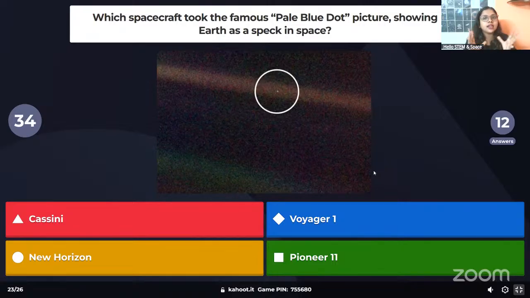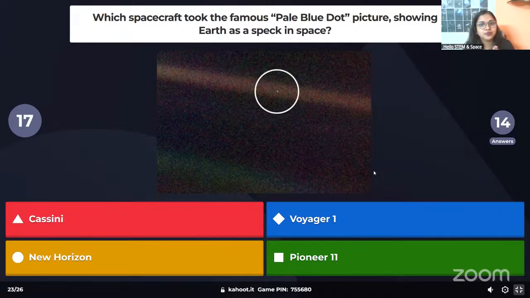This is how our Earth looks from space. So which spacecraft took this picture? Is it Cassini? Is it Voyager 1? Is it New Horizons, or is it Pioneer 11? Which spacecraft took this picture? It's a very, very famous picture.